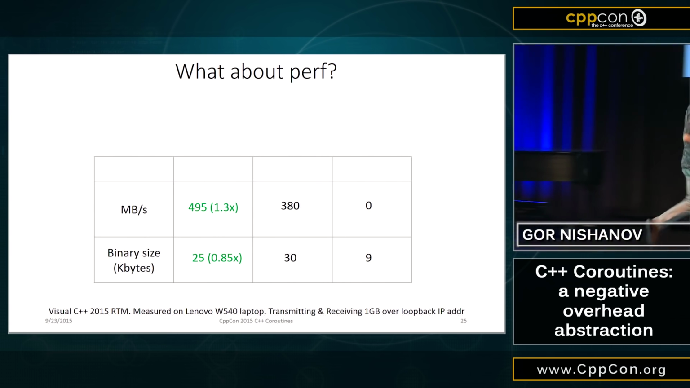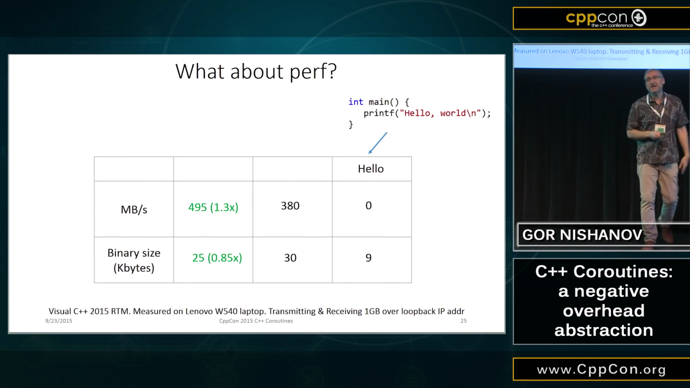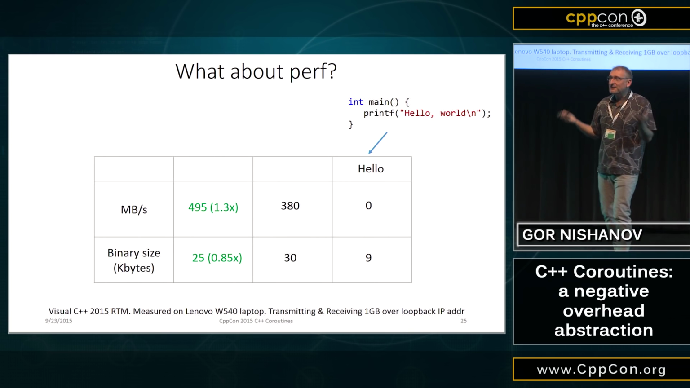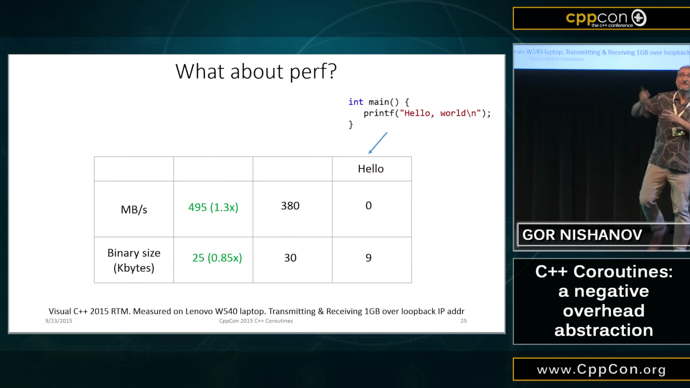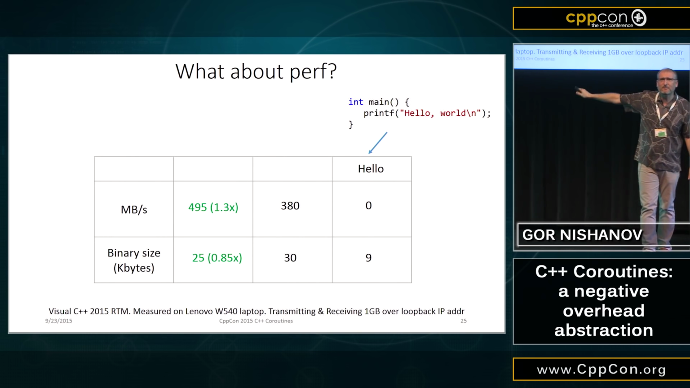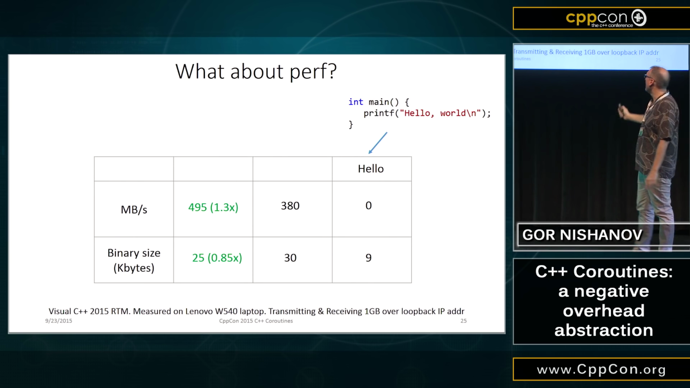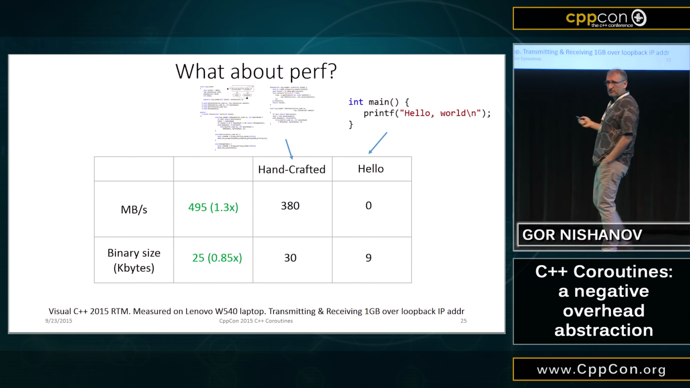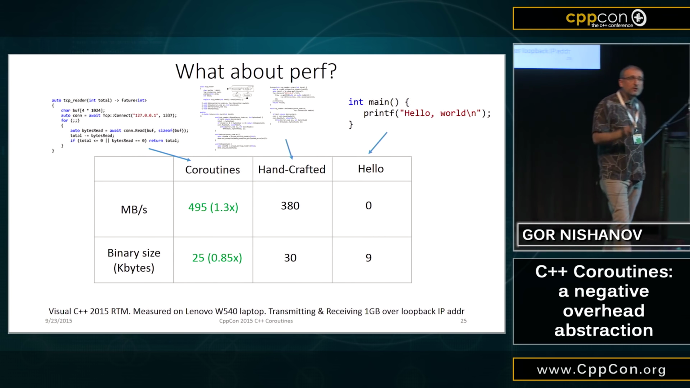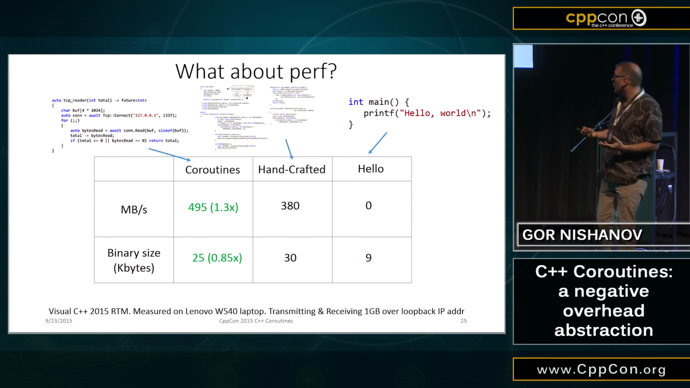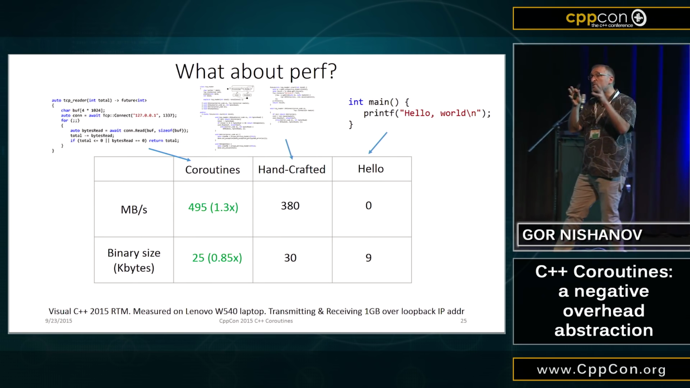Okay, what is this? It's Hello World. Just to get the baseline. And yeah, I know it's embarrassing, Hello World 9K. I didn't have time to figure out how we can compress it, but just to give the baseline, do nothing, it's 9K. Here is handcrafted, and here are coroutines. So with coroutines, not only your code looks better, not only your code runs faster, it is also smaller.